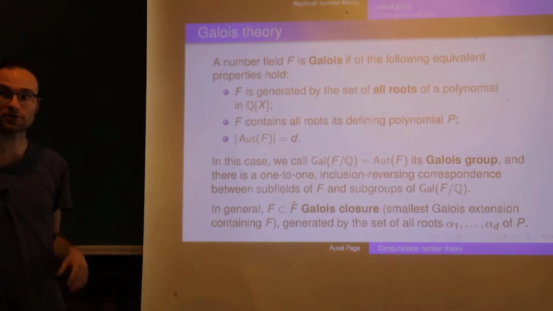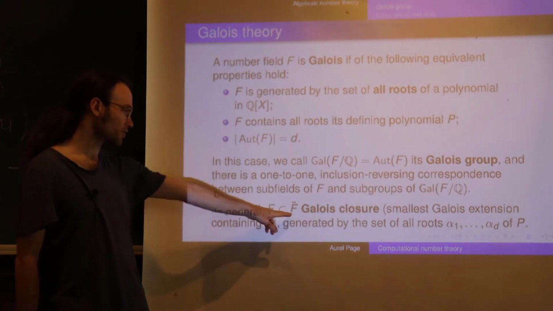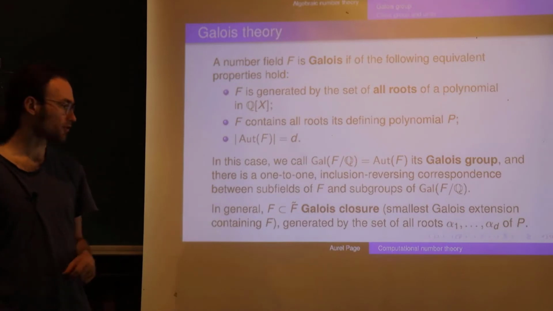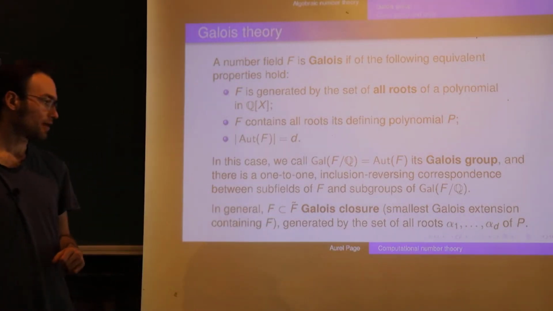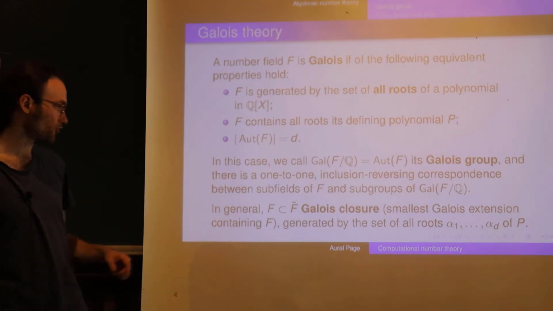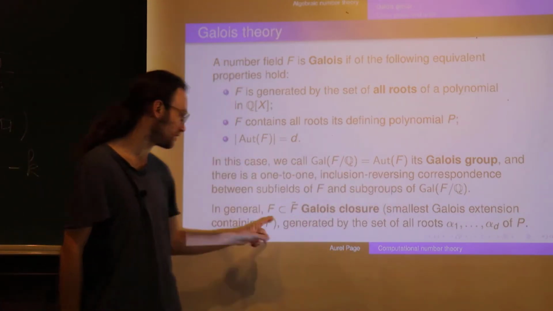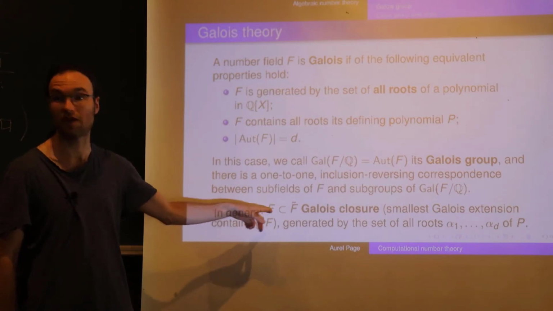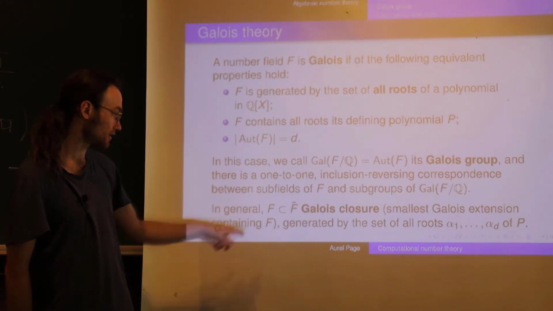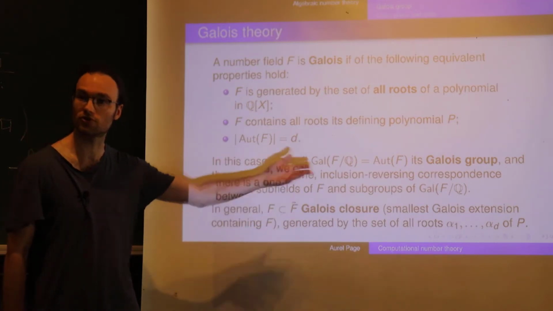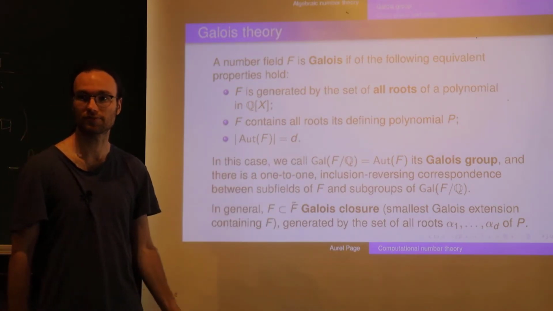That's for F that is Galois, but when F is not Galois, it automatically has a smallest field containing it which is Galois, called its Galois closure, and that's simply the field generated by the set of all roots of the defining polynomial of F. So maybe F was missing some of the roots of P inside of F. If you join these roots, you get the Galois closure.